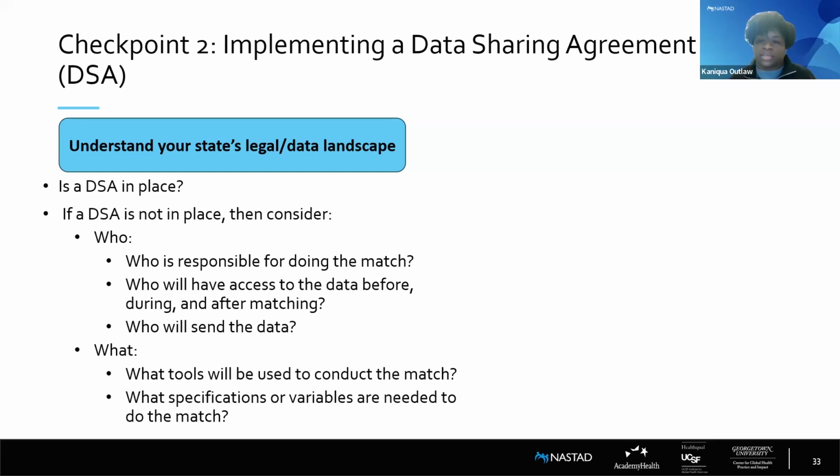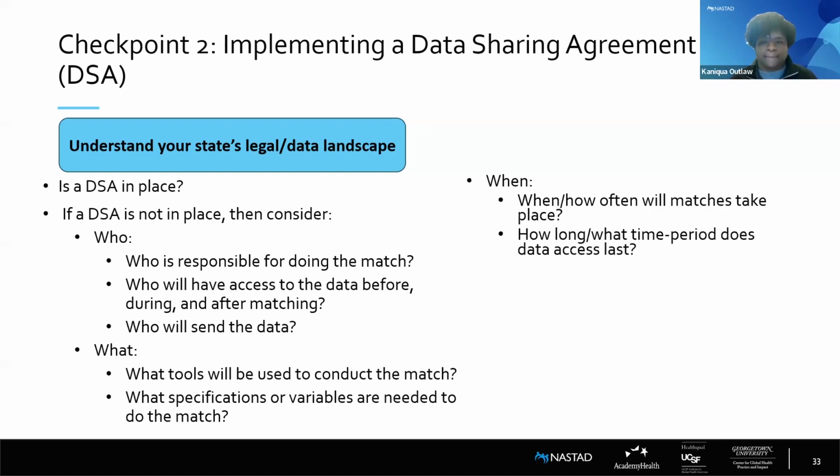What tools are going to be used to conduct the match? That may not necessarily be explicitly defined within your data sharing agreement, but it is a good question to ask because in a later slide, I'll talk about why it's important to be able to answer that question. And one of the even more important questions is what data variables are going to be needed to do the match. And that should be explicitly outlined within that data sharing agreement.